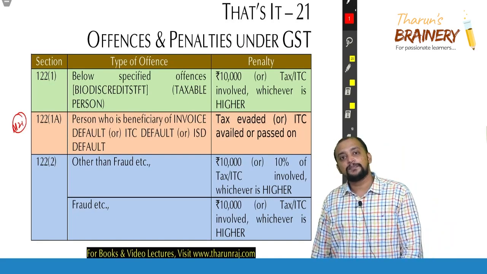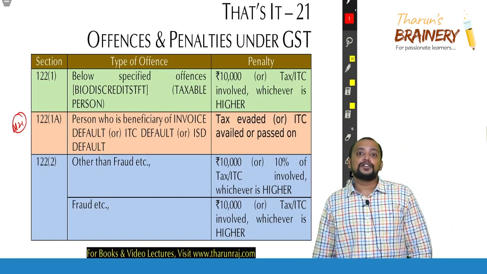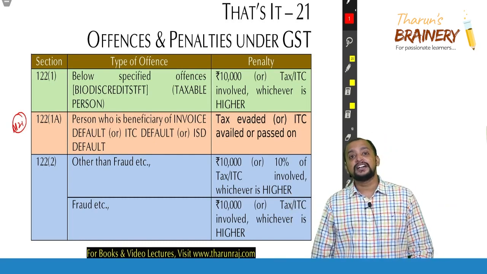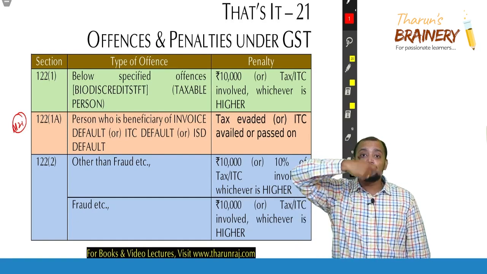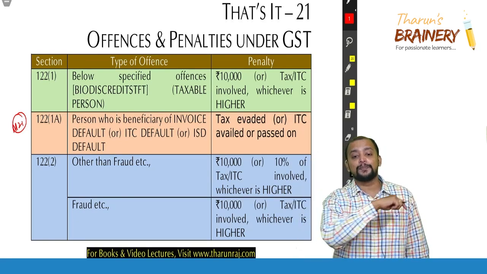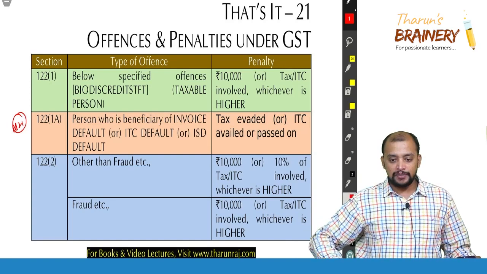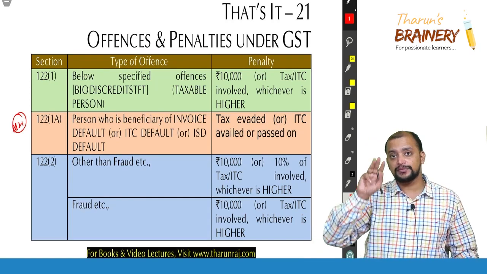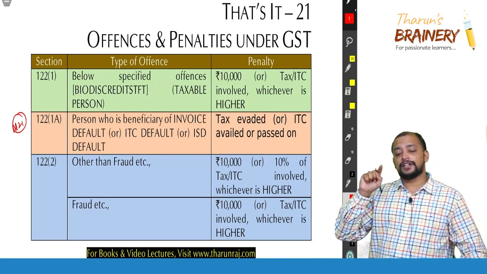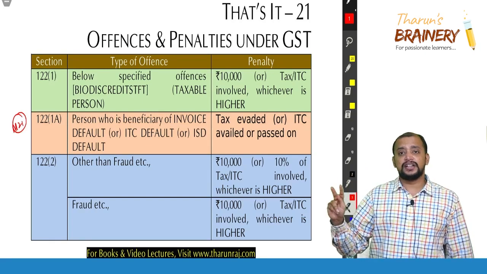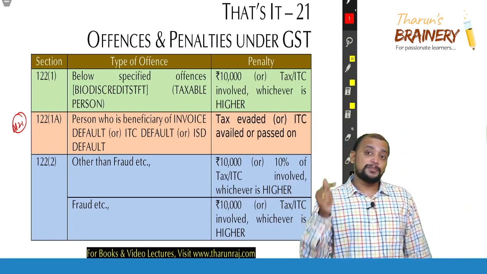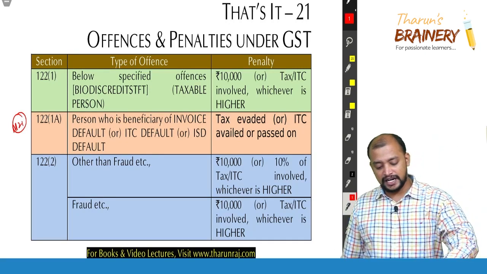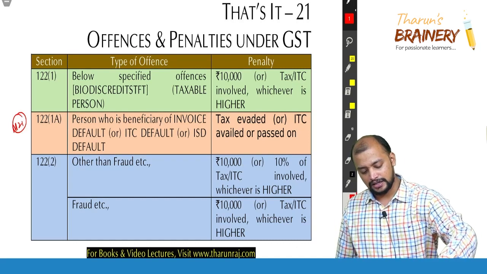You understood? This is penalty. So on 3 people the penalty is levied, under 122 subsection 1: on supplier and recipient, and on the person who played this game. So on that person also now penalty is there. So government is getting 3 times, not 2 times, 3 times. Supplier invoice default 1 time, recipient ITC default 2nd time, 3rd the beneficiary. So 150 lakhs they will get in our example. Okay.